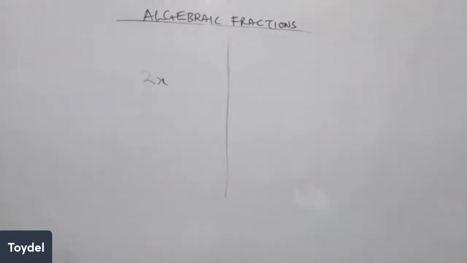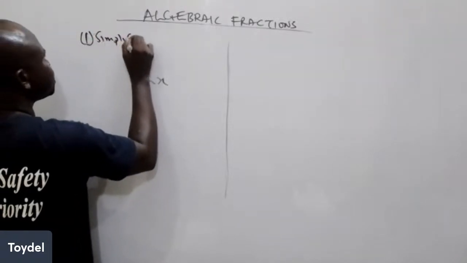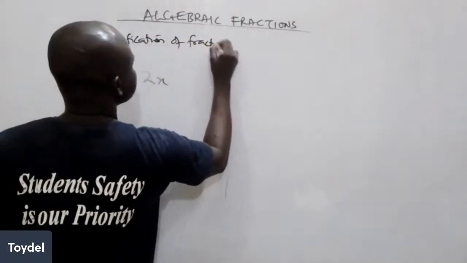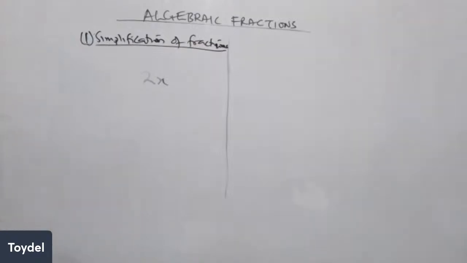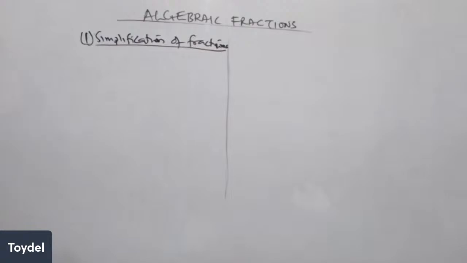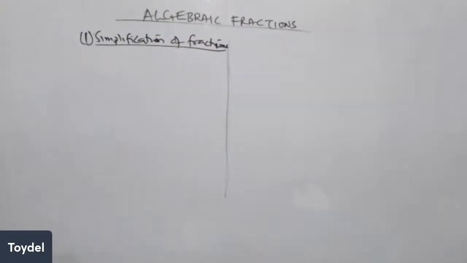Under these algebraic fractions, we are going to start with the first concept, which is called the simplification of fractions. So how do we simplify a given fraction? For us to be able to simplify fractions, we should be able to factorize both the numerator and the denominator. That is the first step to take.